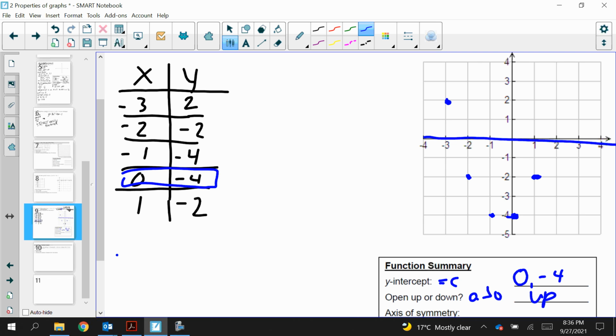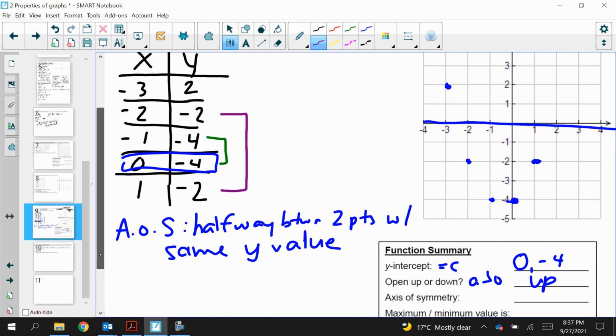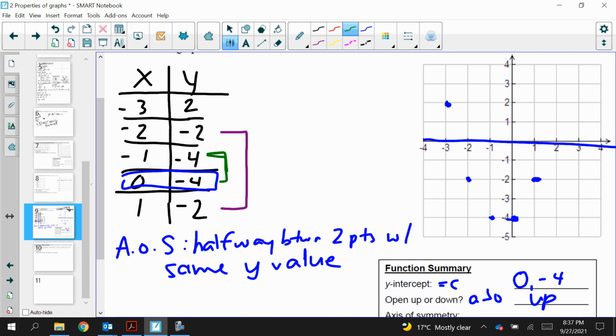So our axis of symmetry is again halfway between 2 points with the same y value. So we could do these 2 points, or if we felt like it, we could do these 2 points. It's actually going to get us the same value. So let's just choose the one that I did with my green here. So halfway between those points.